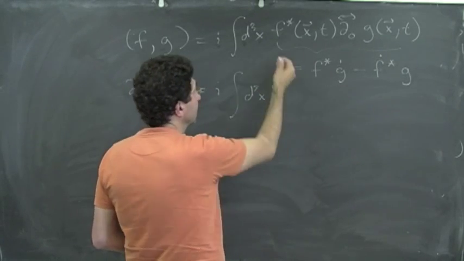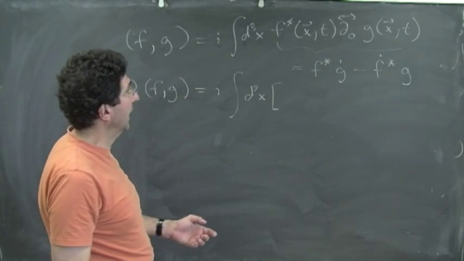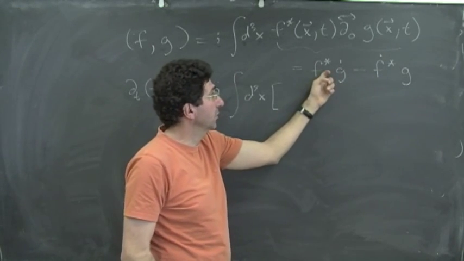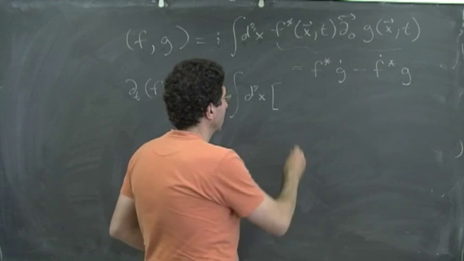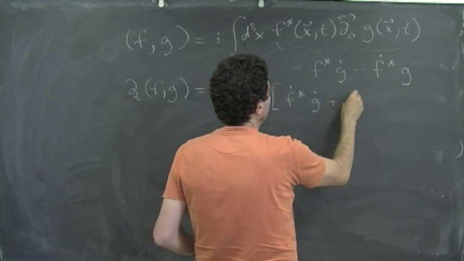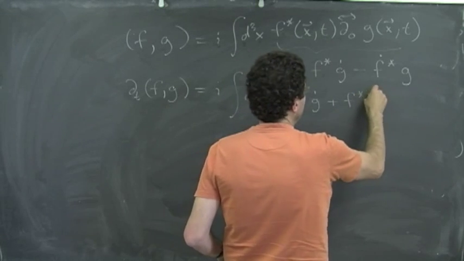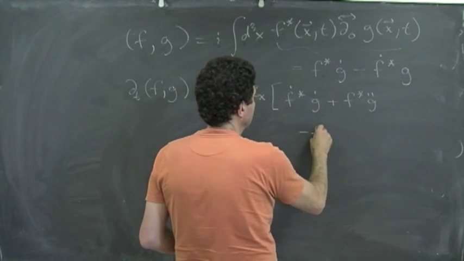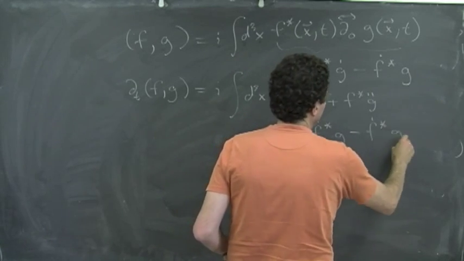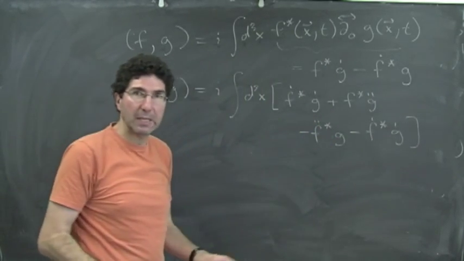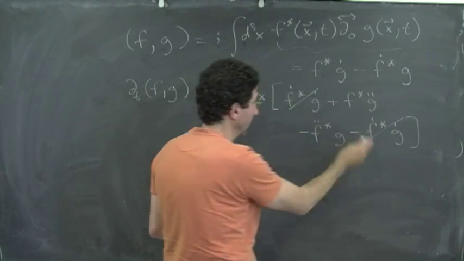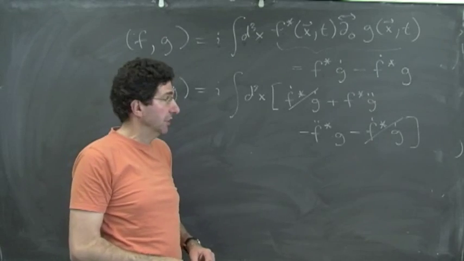Okay, and now let's just write out the various terms that we have. We basically have this combination, and now we're going to hit it with another time derivative. So we're going to get a bunch of terms. We'll get f star dot g dot plus f star g double dot, and then we'll get minus f double dot star g and a minus f dot star g dot. Okay? And okay, so some things cancel right away. The things where one derivative is on each of these cancels.